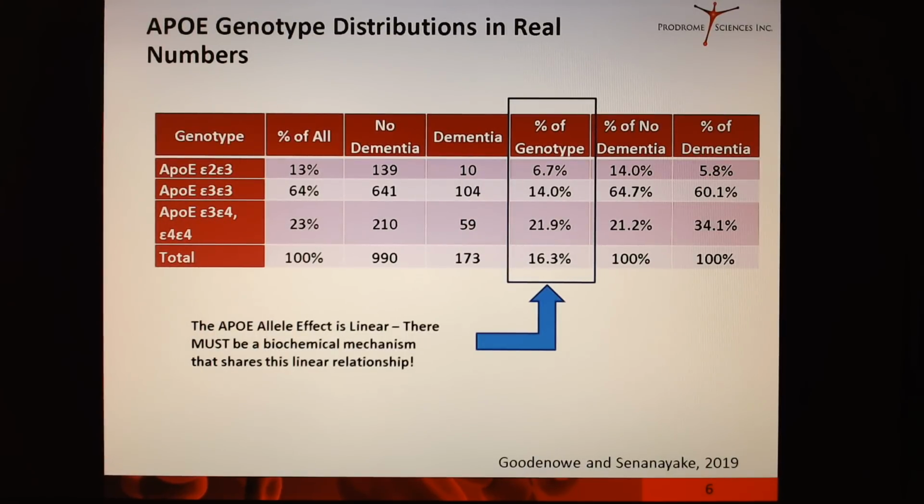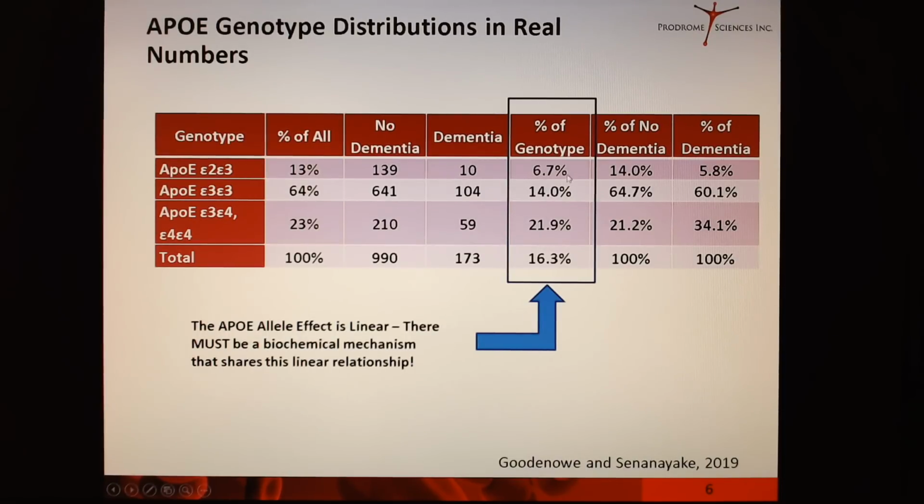In the population presented in the paper, the distribution of the APOE alleles is as follows. Of the total population, 13% of the individuals had an E2-E3 allele combination, 64% had an E3-E3 combination, and 23% had either an E3-E4 or an E4-E4. So you can see that the distribution in the study closely matches what we see in the general population.